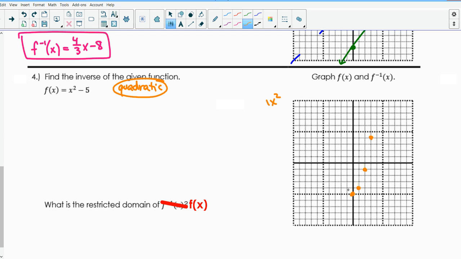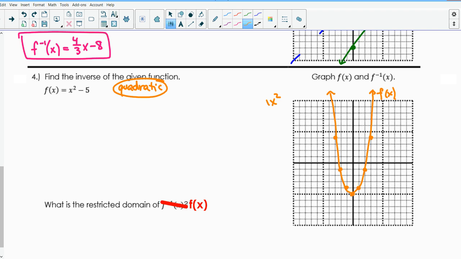So, symmetrically, I know that this is a point, this is a point, and that's a point. So if I connect and extend beyond, I can say this is f of x. So that's my function. Okay?